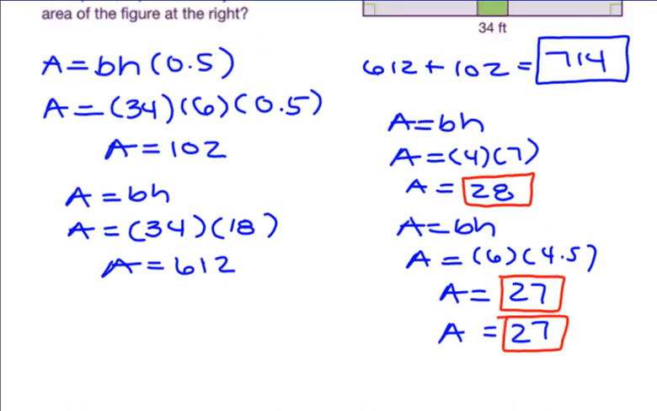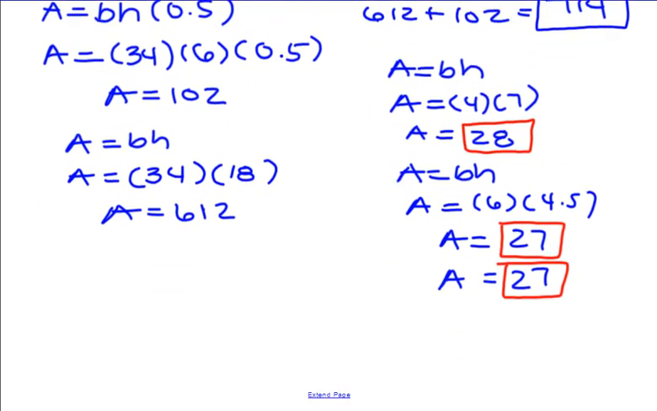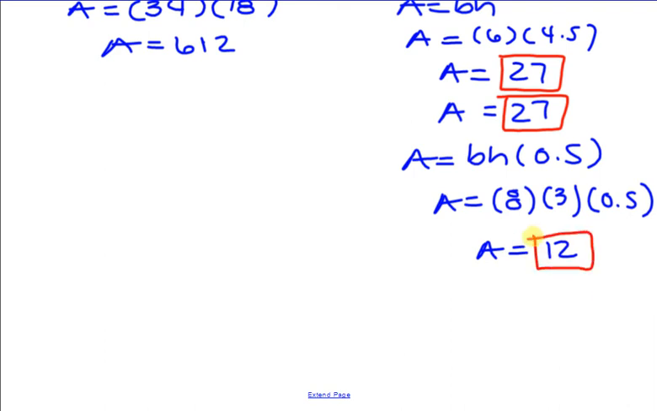Okay? Now the only thing I have left is this little window up here. And it's a triangle, and it has a base of 8 and a height of 3. So I'm going to go ahead and solve that. Area equals base times height times 0.5. The base was 8, the height was 3, times 0.5. And when you put all that in your calculator, you're going to get an area of 12 feet squared.